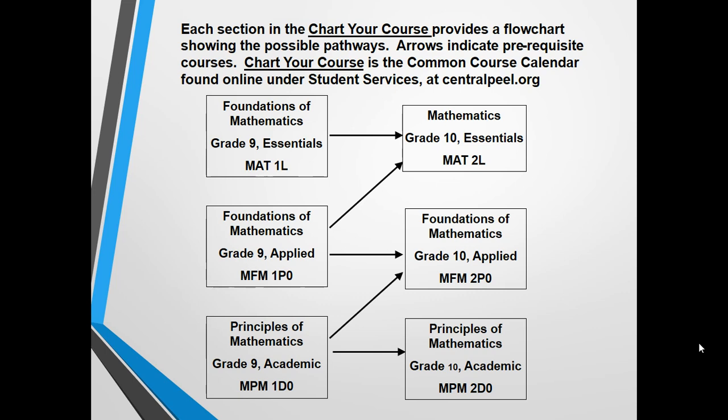So here's the chart, and I do show this because this shows the grade 9 to 10 math. A student can move from applied math to applied math or to locally developed math, called essentials. A student can move from academic math to applied math or to academic math. However, a student cannot move directly from applied math to academic math, and that is why I said earlier you're going to have to take the academic math in order to take the grade 10 academic math.